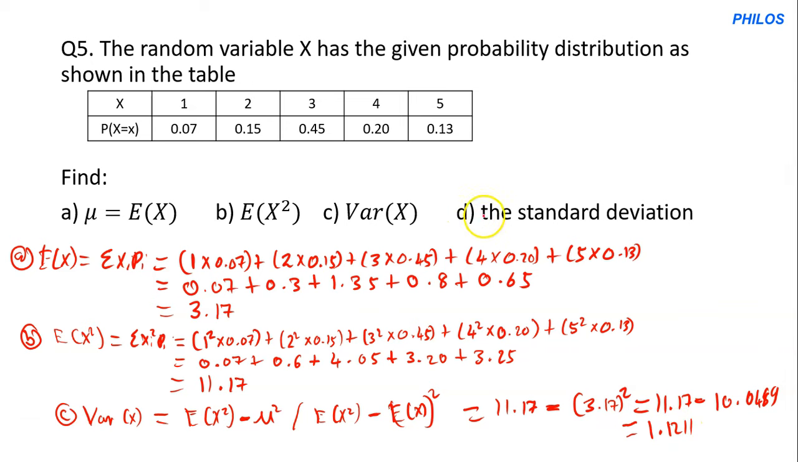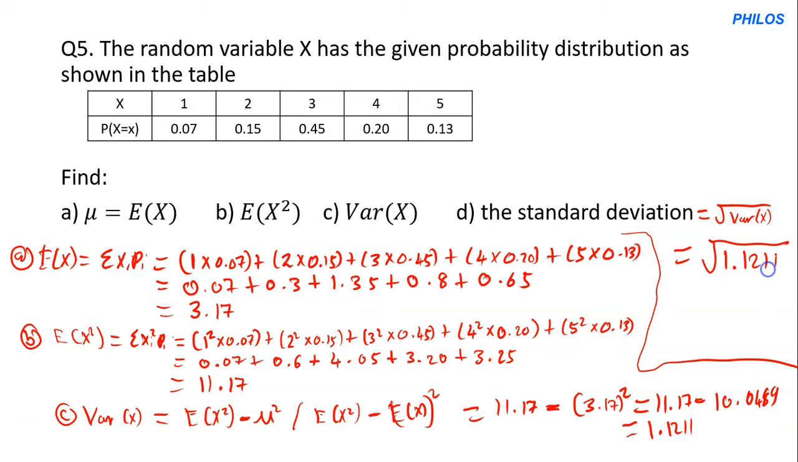Now to solve D, which is the standard deviation, you must know that the standard deviation is the square root of the variance. So if that is the case, then we got the variance to be 1.1211. So it will be the square root of 1.1211, which gives us 1.0588. So the standard deviation is 1.0588. So let's proceed to the next question.